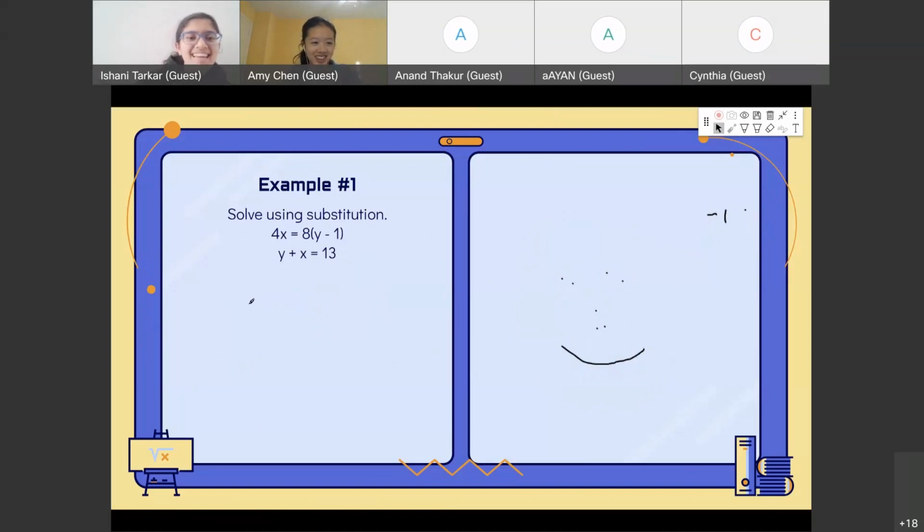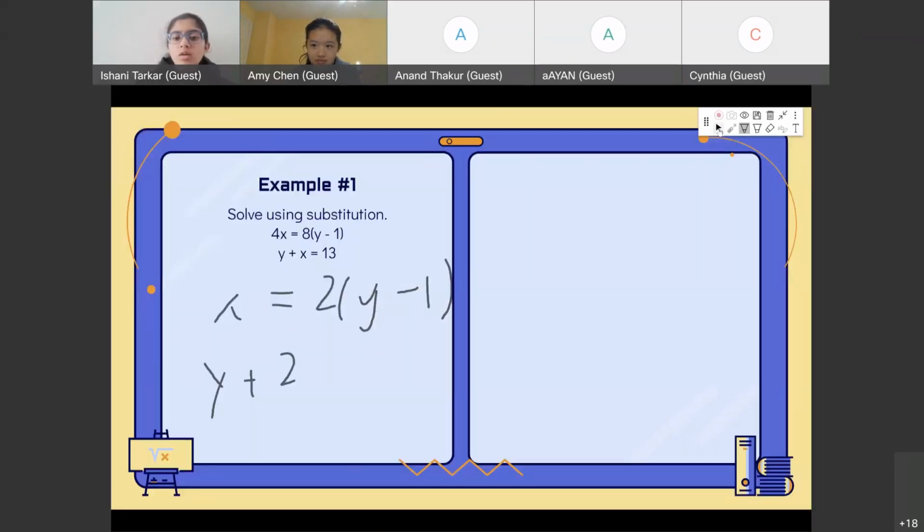Oh, right. Okay. Well, so we had x is equal to 2 times y minus 1, right? So we plug that in for x, and we get y plus 2 times y minus 1, which can also be just 2y minus 2, right, is equal to 13. And then at this point, we just combine like terms and then isolate the variables.